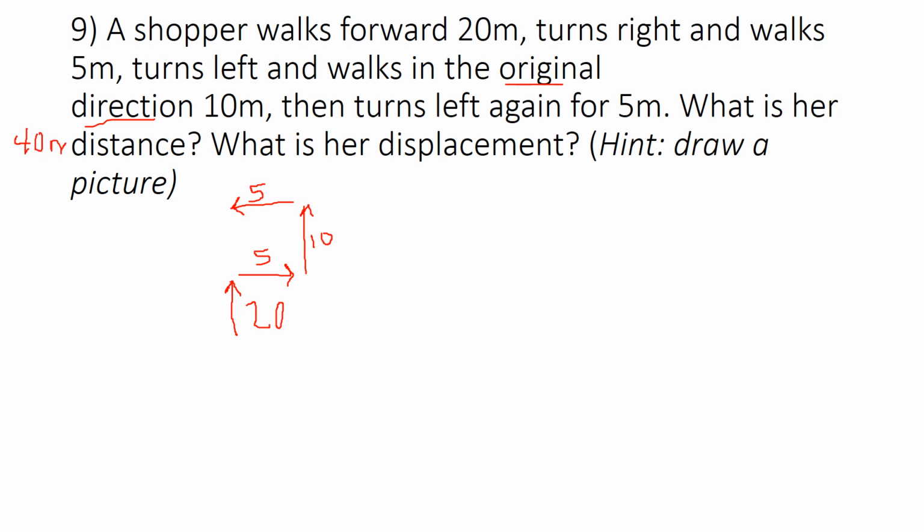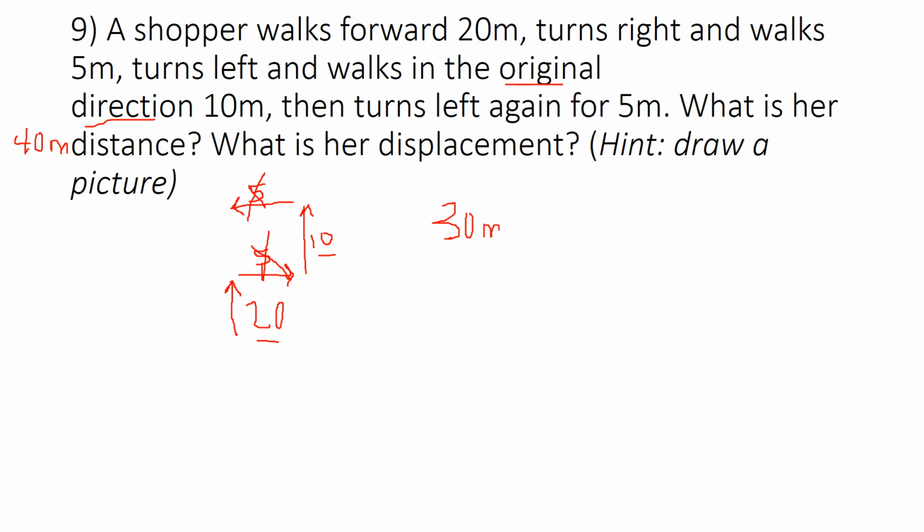But the displacement is where it gets tricky. But this is why we draw a diagram. Okay, so remember, opposite directions we subtract, same directions we add. So these 5s, they're in opposite directions. So they totally cancel out. 5 minus 5 is 0. So we can eliminate those, and that makes it a lot simpler. So we have a 20 and a 10, and they're going in the same direction. So 20 plus 10, her total displacement is 30 meters.